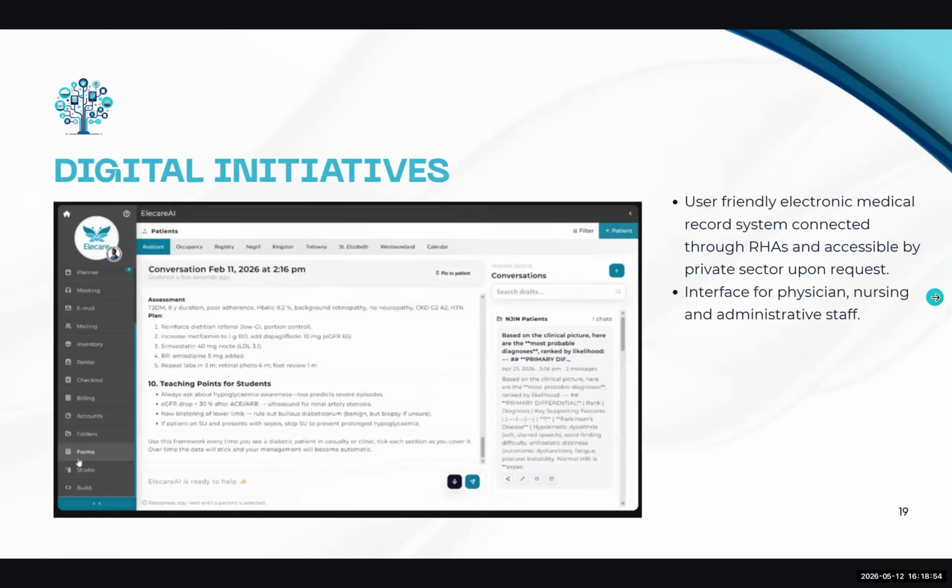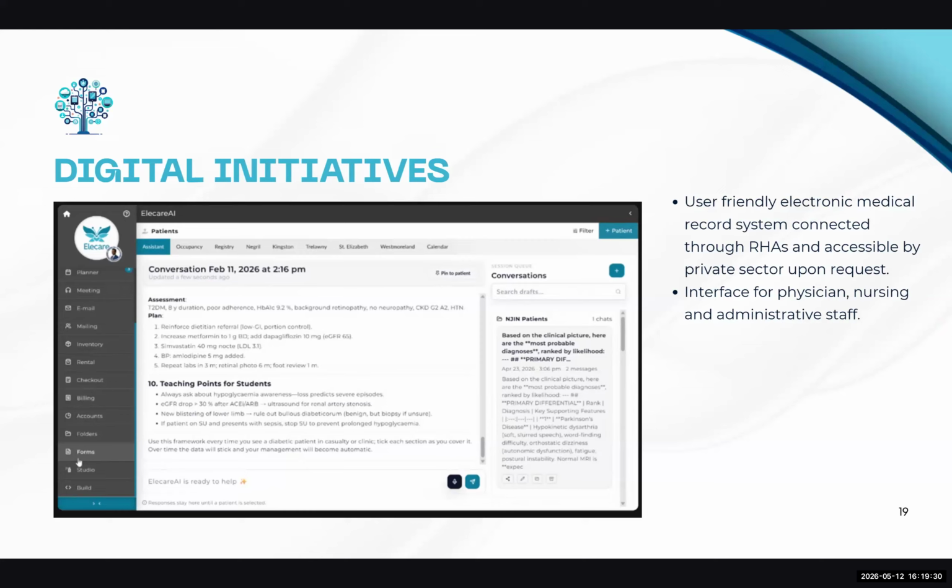So essentially, moving forward, the digital initiatives are very important. I think for the forward movement of any health center or any primary care system, we have to implement technology and we have to utilize the digital options available to us. So therefore, we propose that we use a user-friendly EMR system connected throughout the RHA, so that no one RHA or no one health center functions in a silo, but is connected to each other.